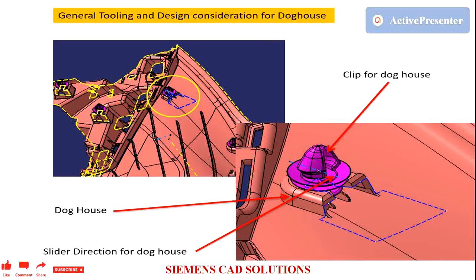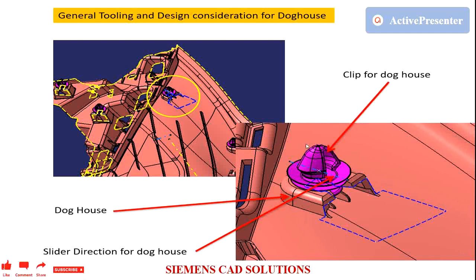Hi friends, in this video, we are going to see the general tooling and design considerations for doghouse. So doghouse is nothing but a separate feature that we use to have height. Here we have the clip which is mounting on the doghouse. And generally we will have the doghouse for the snaps or tower clips.